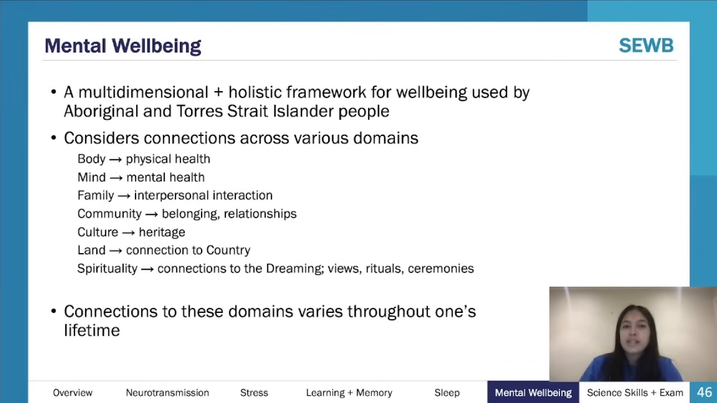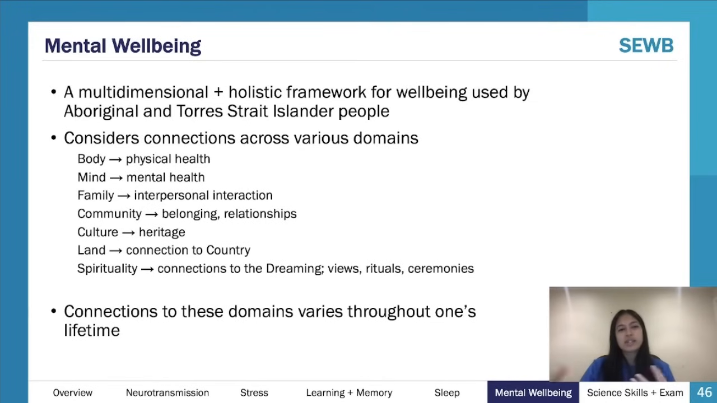So again, we apply this specifically in the Aboriginal and Torres Strait Islander community, and this idea of connections across various domains. So you think about, again, holistic, so covering everything. You're looking at the body, so your physical health, you're looking at the mind, you're looking at community, you're looking at connection to land, that sort of thing, spirituality, the real importance of culture.